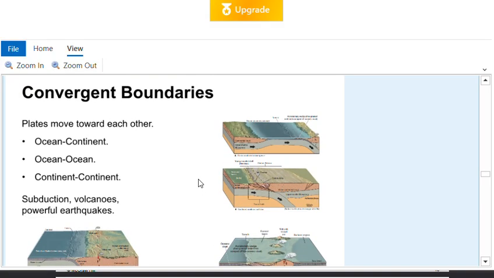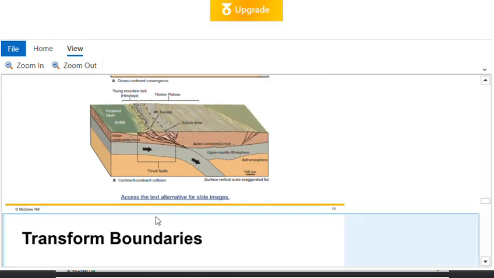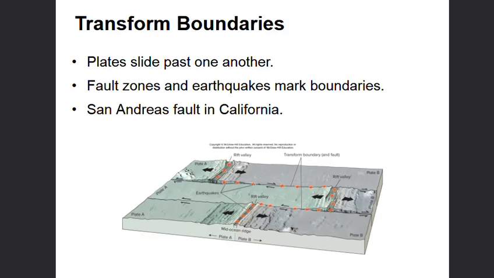Now, we can safely say that all of these features are driven by what? Plate movements. The internal heat engine, right? In the form of what? Convection. All right? Good. Now go to the next slide.